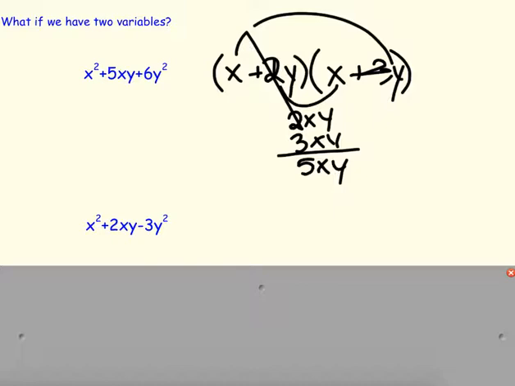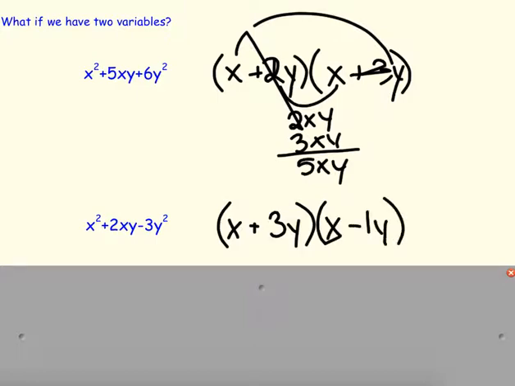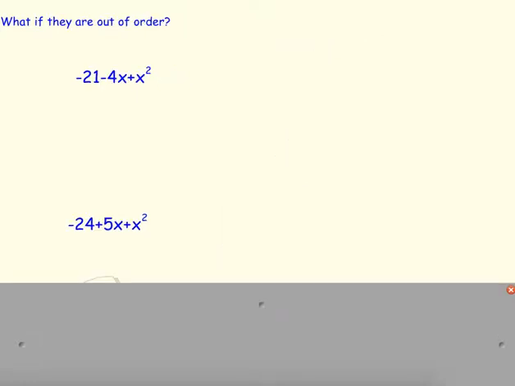And similar with the last one. Okay, x, and we're going to be doing a negative 1 and a positive 3. Okay, so we get a positive 3y and an x minus 1y, or just x minus y. That will give me a product of negative 3y squared, and it's going to add to give me a positive 2xy.